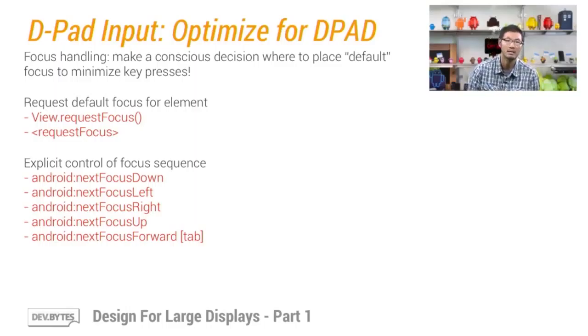So how should we actually optimize? Now, one thing we should focus on foremost is to address the focus handling. Basically, you want to make a conscious decision where to place the default focus to minimize key presses. The concept is simple. We shouldn't always assume users can randomly select an area on your page using touch. So we should utilize these APIs listed here to request default focus for certain elements, or explicitly take over control for the focus sequence to traverse your pages.